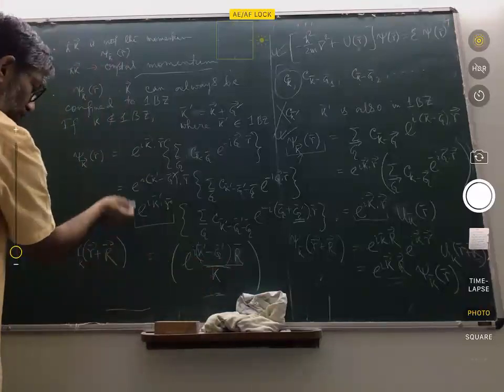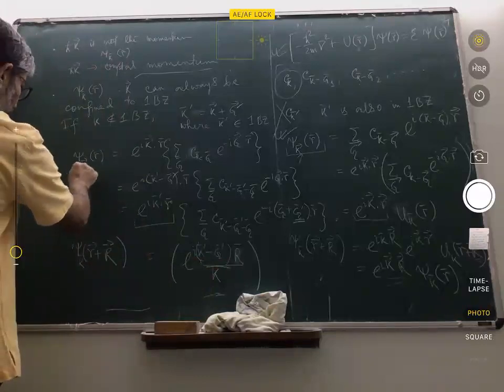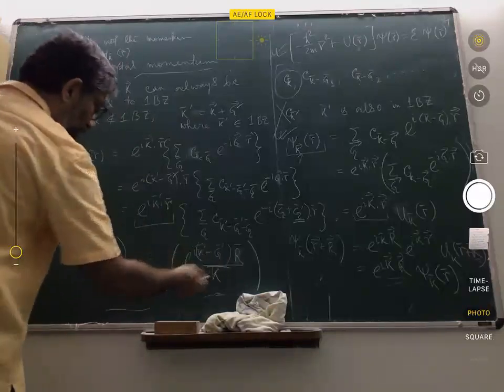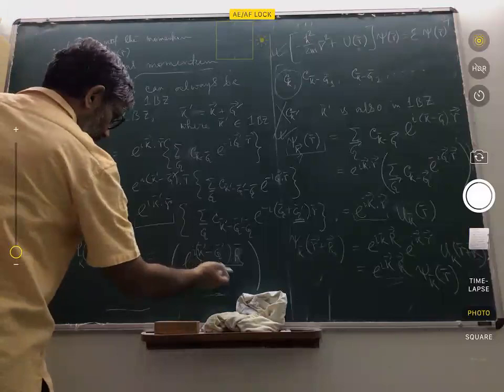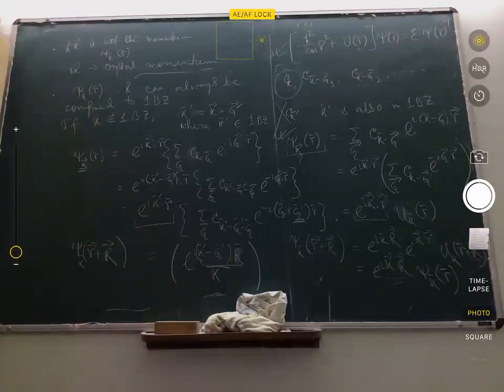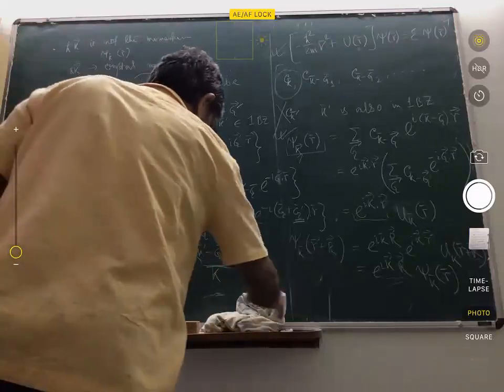So basically, whether K is in the first Brillouin zone or not, I'll pick up the same factor. That's the point. Therefore, I can always confine K to the first Brillouin zone. The most important point here is this.